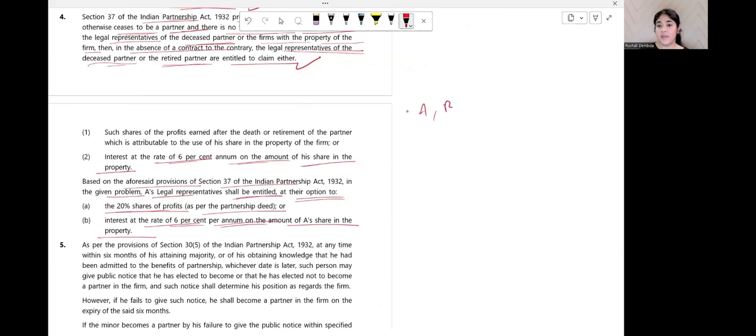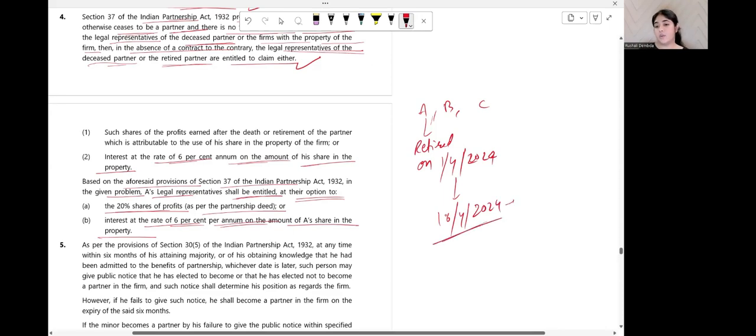Now, A, B, C were partners. A retired. Let's say he retired on 1st of April 2024. On 1st of April 2024, he retired. And after 15 days passed, on 16th of April, he died. He was not given the settlement. When he retired, in his ledger account in the partnership accounts, he was due 50 lakh rupees.